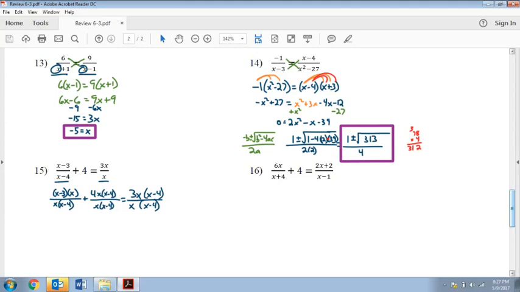Oh, that would have made life easier. Oh well. And now, because we have a common denominator and that equal sign, we can cancel that out and start distributing.